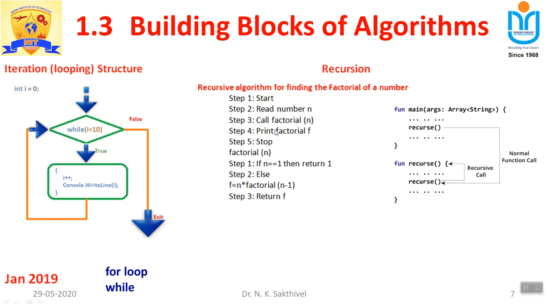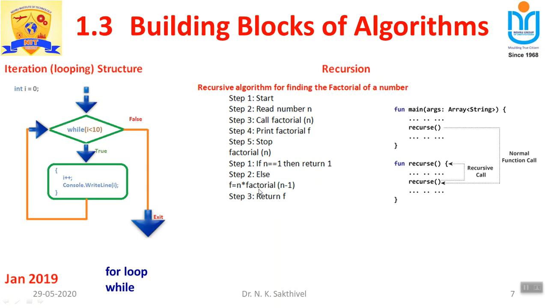This algorithm is developed for factorial calculation. First, read the number. For example, let us consider n equal to 5. Then the factorial function is called, and immediately the control comes down here. Now the n value is 5. Here it tests if n equals 1 then return 1, but it won't return 1 because n is 5.